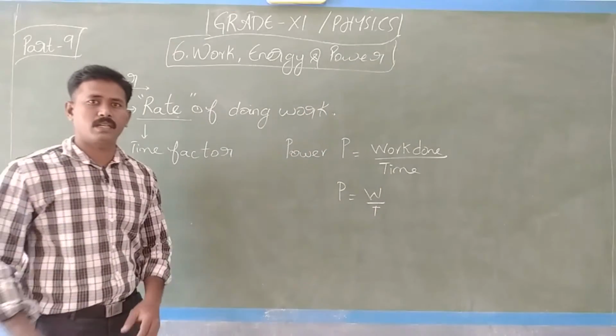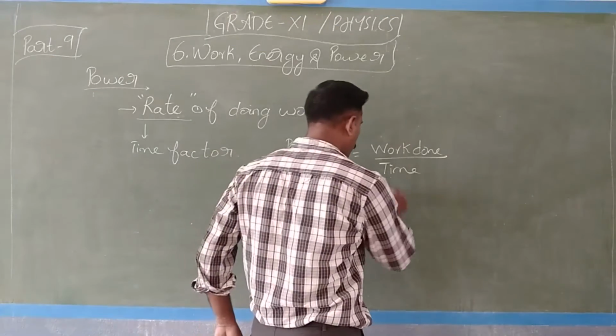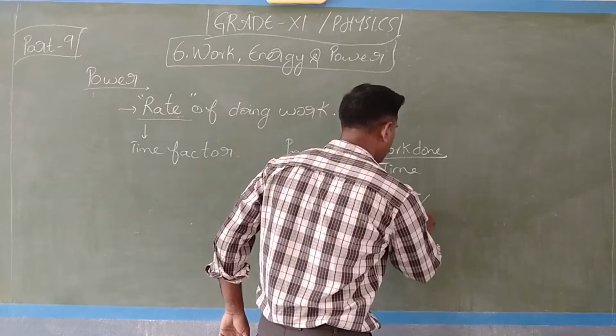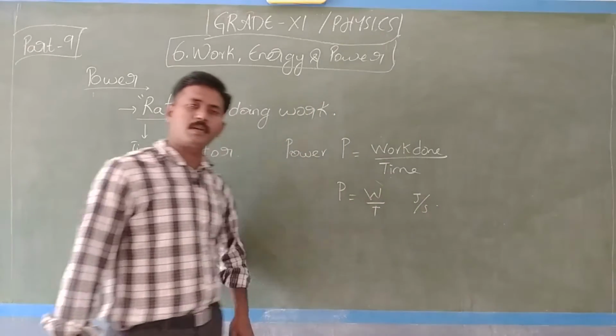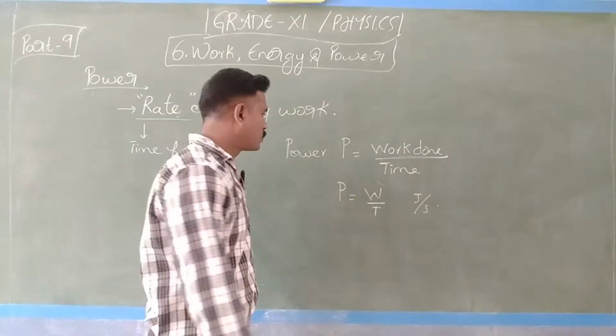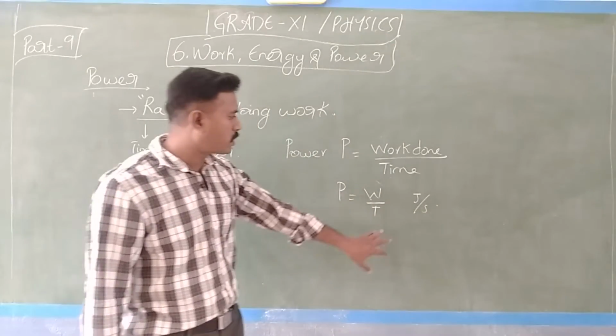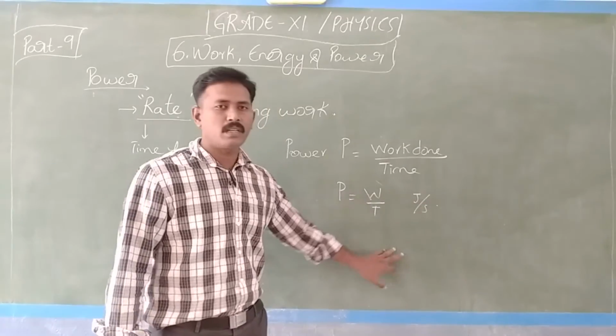What is the unit of work done? The work done here refers to the energy, so joules per second. Joules per second. Okay, so some energy is needed to do the work. So the unit here is joules per second.